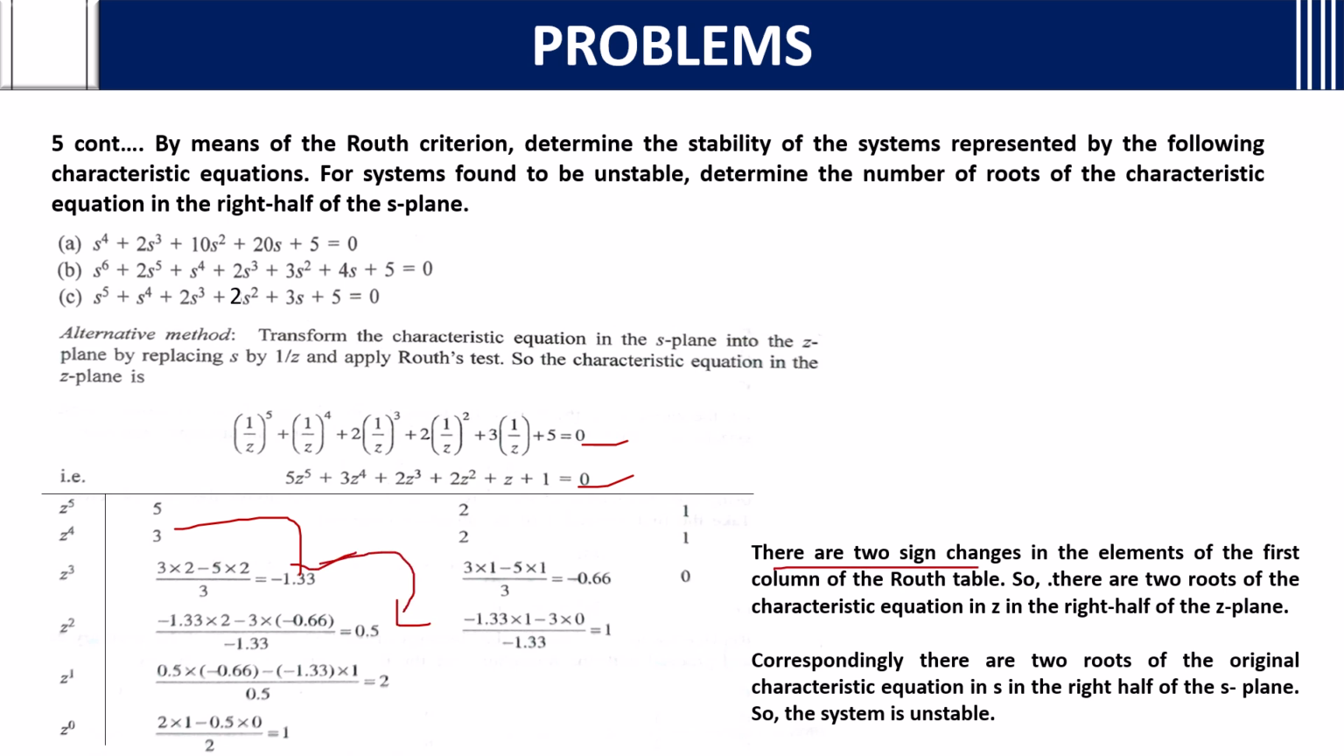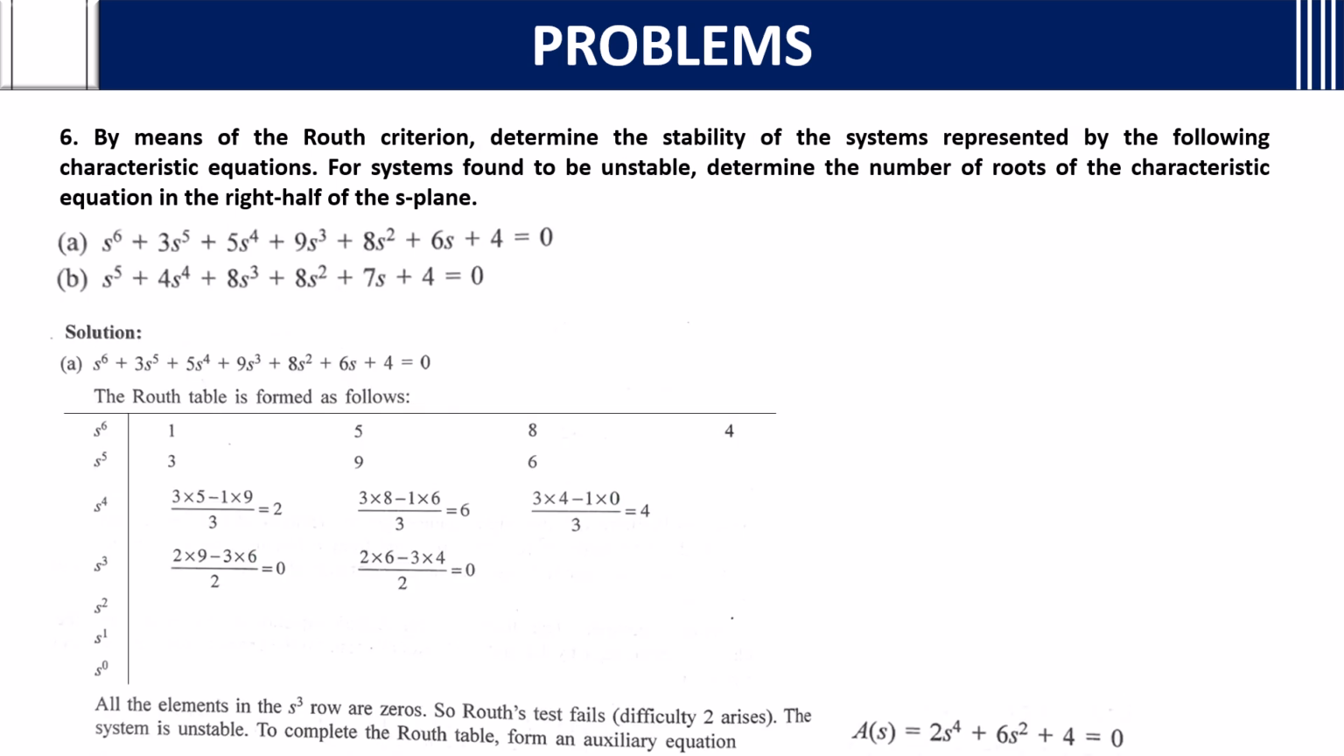There are two sign changes in the elements of the first column of the Routh table. So there are two roots of the characteristic equation in z in the right half of the z plane. Correspondingly, there are two roots of the original characteristic equation in S in the right half of the S plane. So the system is unstable. Okay, the system is unstable.